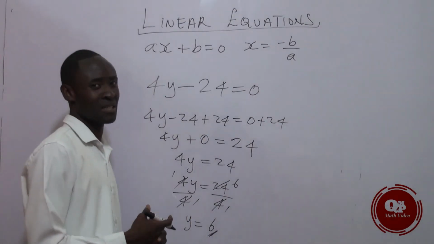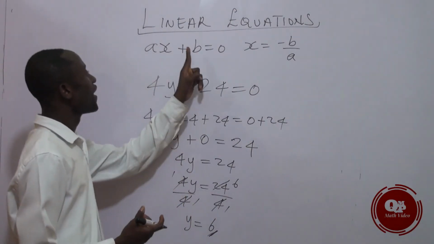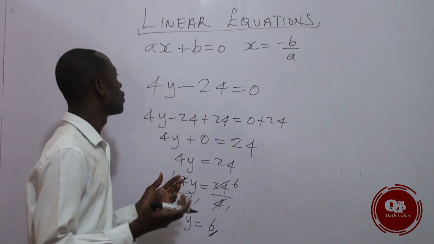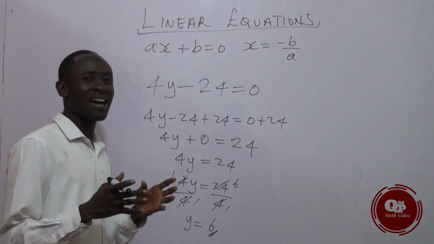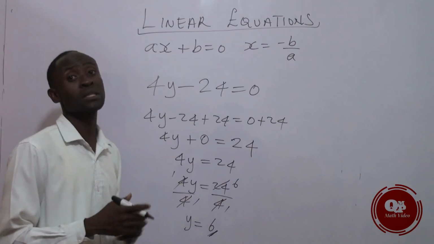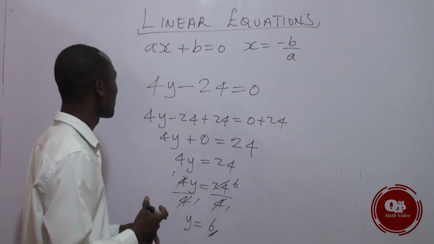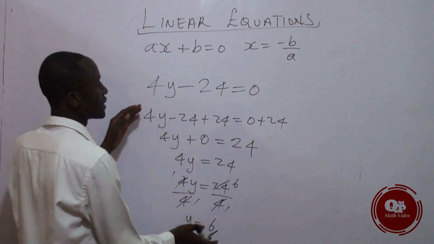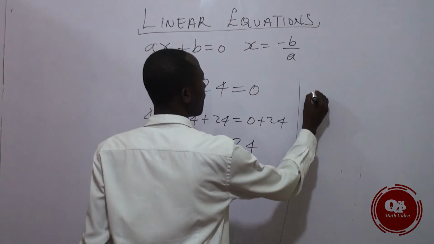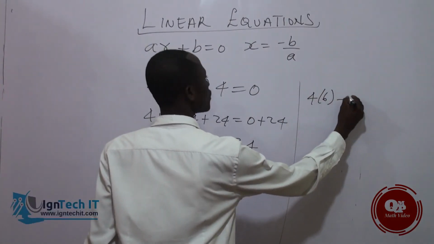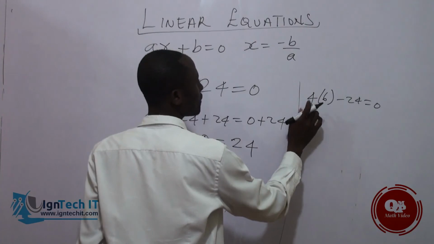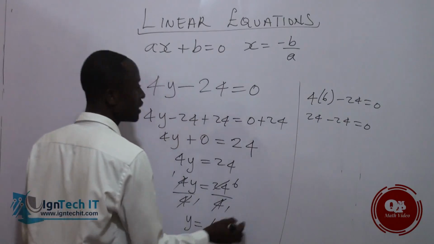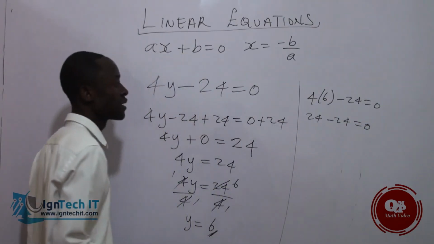Beautiful. This happens to be what? The positive answer. Yes, because the nature of the constant b, which happens to be what? Negative. So what I can tell you here is that the nature of the answer depends on the nature of the what? Constant. Well, let us prove to see whether our answer is true. Okay, so where we see y, we substitute with what? 6. So here we have 4 and then 6, and then minus 24 gives us 0. So we have 4 6s are 24, so 24 minus 24 is equal to 0. So it tells us that our answer, positive 6, happens to be right.